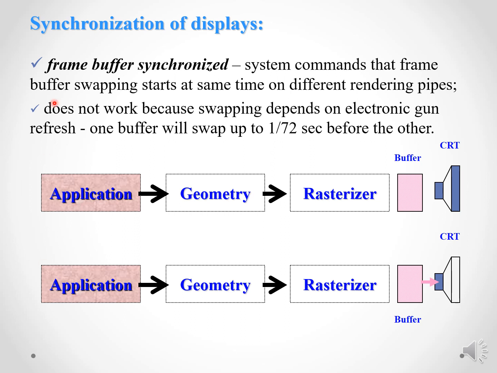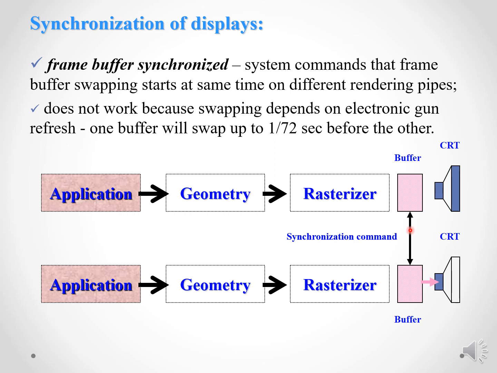The second solution is using frame buffer synchronize. In this solution, the system will command that frame buffer swapping starts at the same time on different rendering pipes. We have two channels, and we want to make sure that these two channels will project the image at the same time. So for this frame buffer synchronize, it will command the frame buffer swapping. The swapping will start at the buffer, so the synchronization command starts here.